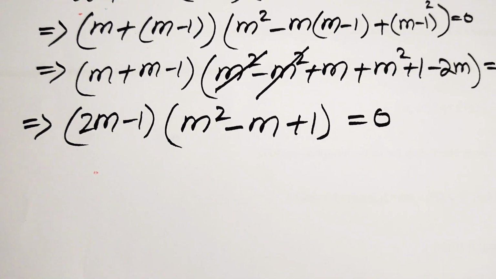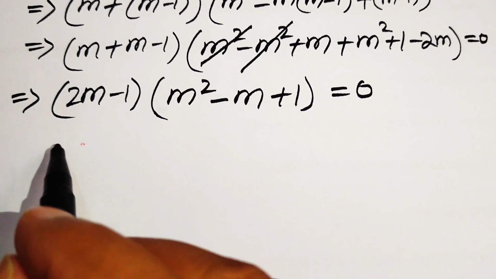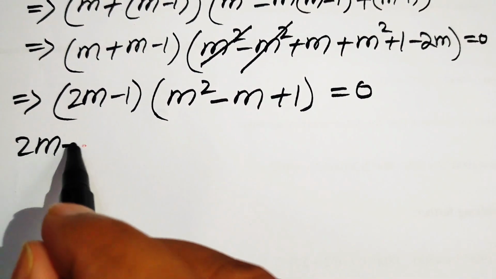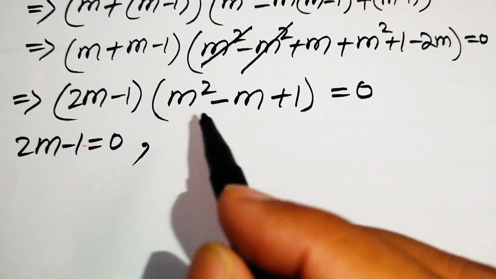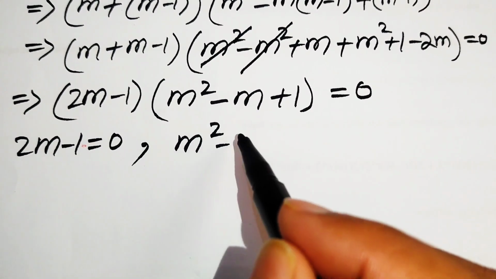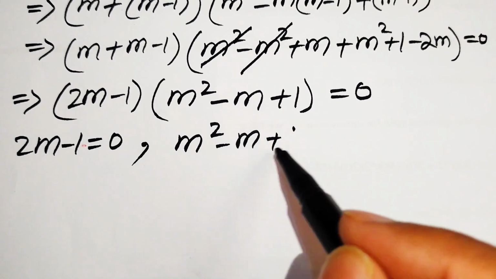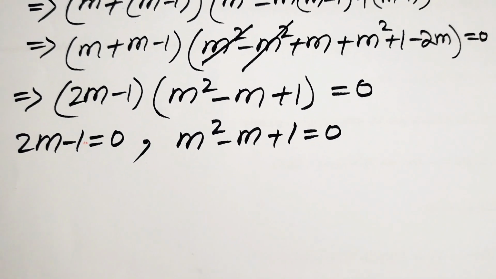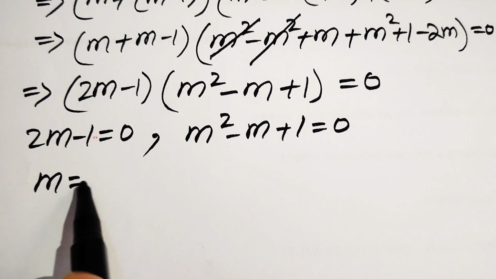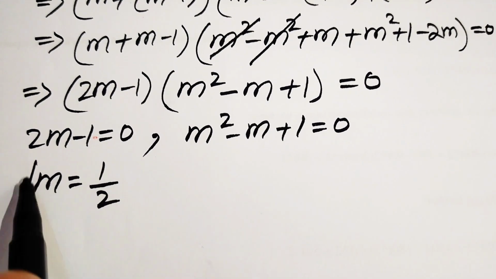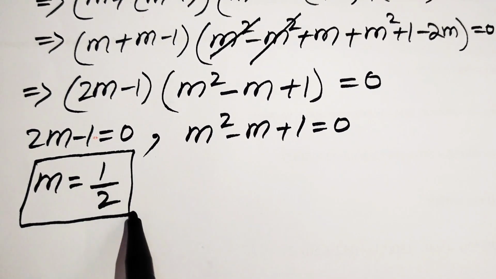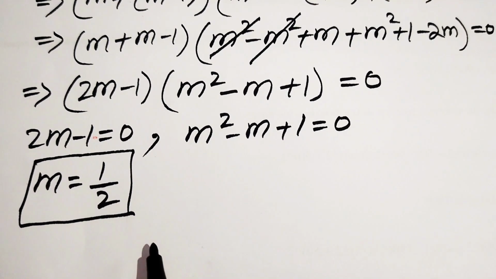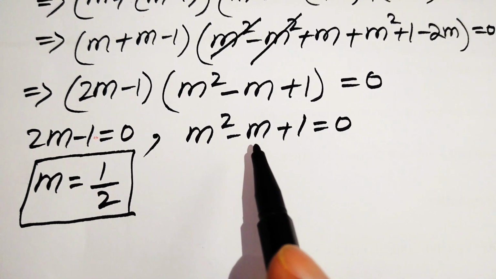So here we have again two cases. Our first case is we take 2m minus 1 equals 0, and the second case is we take m square minus m plus 1 equals 0. So in this case we easily get the value of m equals 1 over 2, and in this case we need to use a quadratic formula in order to solve this equation.